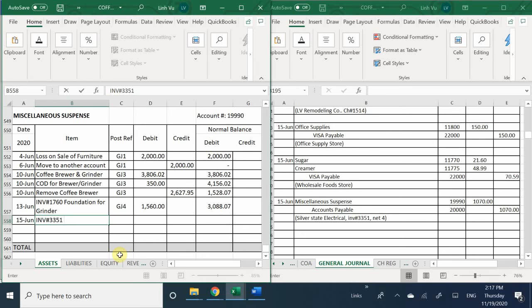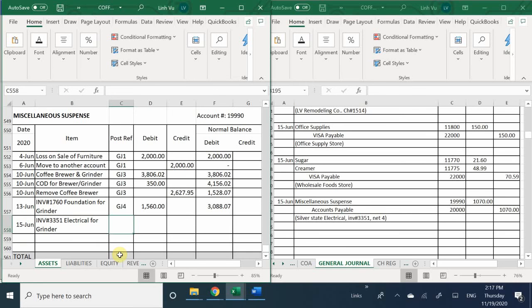Sorry, my computer got wigged out. And then we also want to take in reference that this was the electrical for the grinder, so to tie it all together. Good. Electrical for grinder. And that should be good enough for the description. And then it'll be general journal number 5. And it is going to be under the debit column, the whole amount of $1,070.